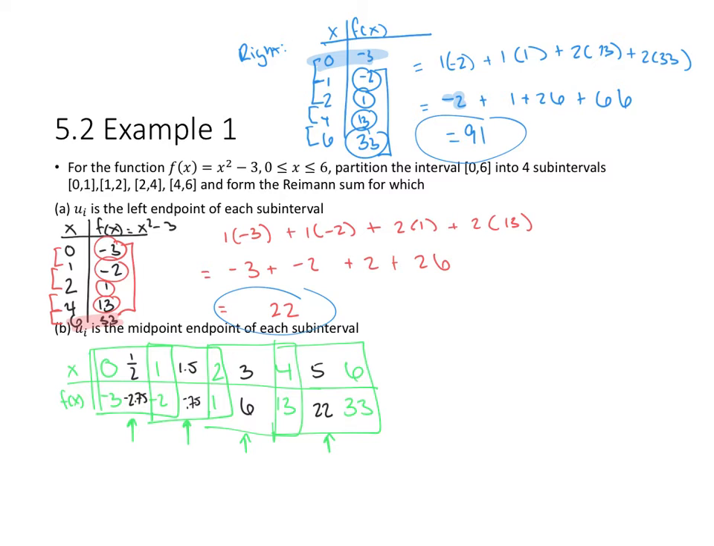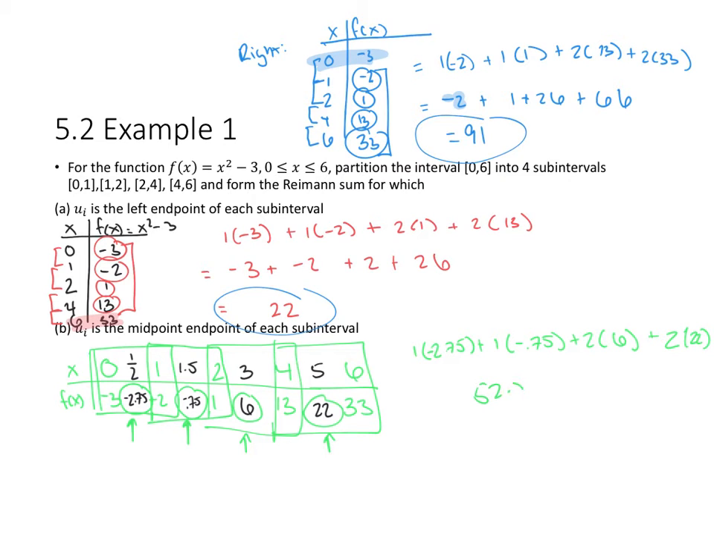So we're still looking at the width of our rectangle goes from 0 to 1, so my width is 1, but my height is -2.75 for this first rectangle. My second rectangle goes from 1 to 2, so my width is still 1, but my height is here at negative 0.75. For the third rectangle, I go from 2 to 4, so my width is 2, but my height here is 6. For the last rectangle, I go from 4 to 6. My width is 2, but my height is 22 right here as my middle point. And then I'm going to plug all this into my calculator and find my area. 52.5.